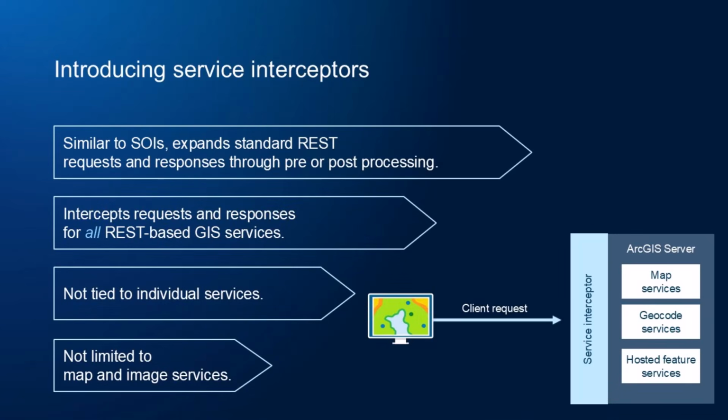Moving on, ArcGIS Enterprise Service Interceptors are a new feature that enables the interception of requests and responses for all REST-based GIS services. They expand standard REST requests and responses through pre- and post-processing, allowing for custom logic to be injected into GIS services. Unlike existing Service Object Interceptors, SOIs, and Service Object Extensions, SOEs, service interceptors are not limited to specific services like map or image services, and can be potentially applied to all service types, including geocoding services, hosted feature services, and more.